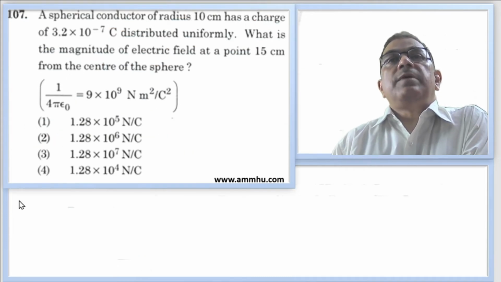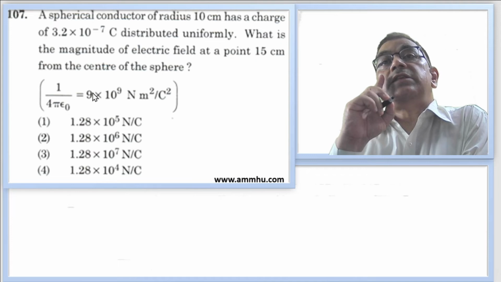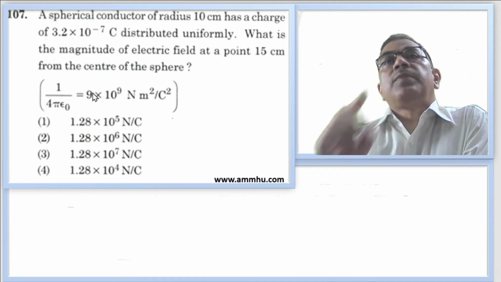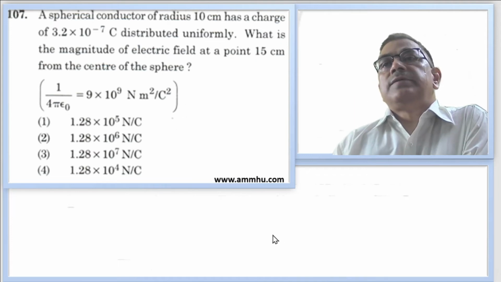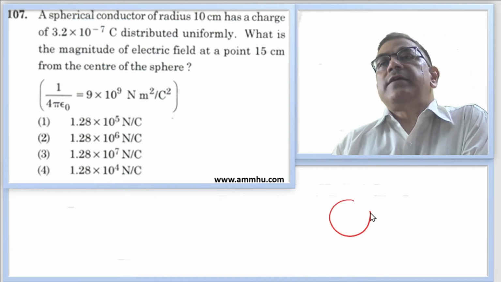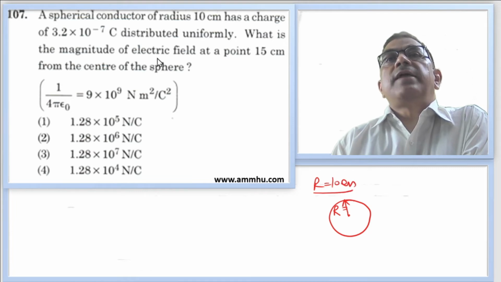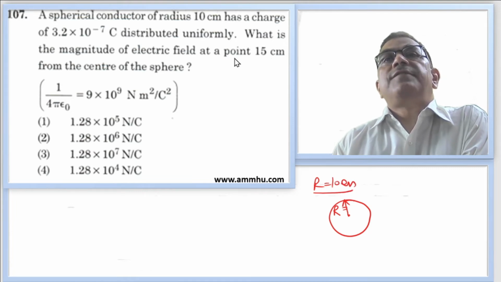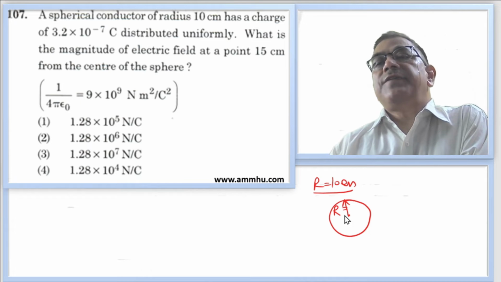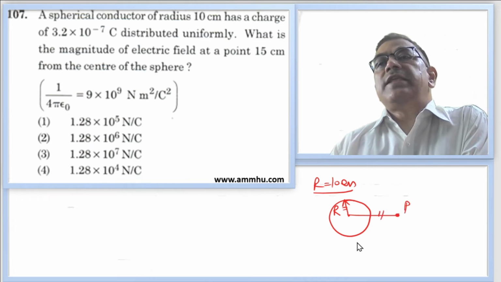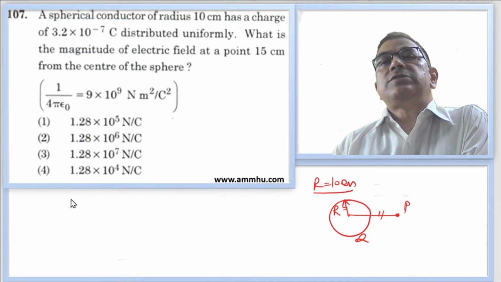So the next problem is the spherical conductor. Okay, the spherical conductor has a radius. This is a spherical conductor. This has a radius capital R, capital R is equal to 10 centimeter. And what is the magnitude of electric field at a point 15 centimeter from the center of the sphere? So the point P lies outside this sphere. Is that right? Because the point P lies outside this sphere.